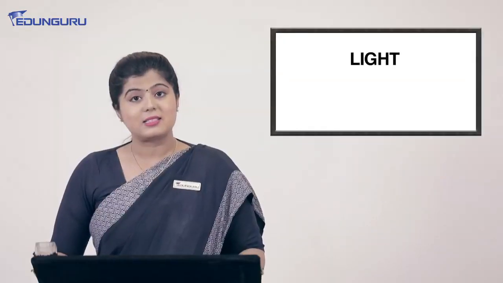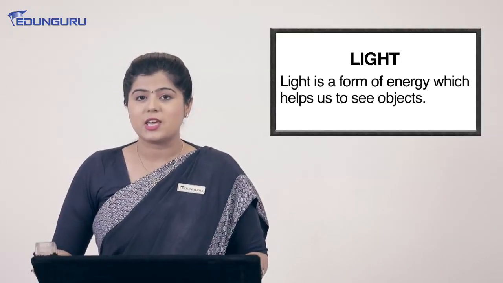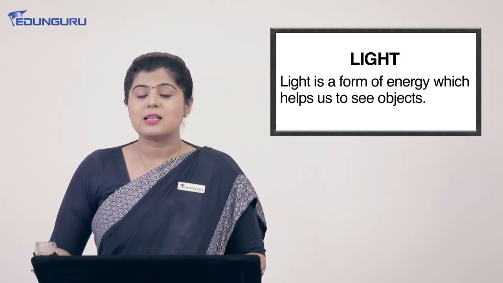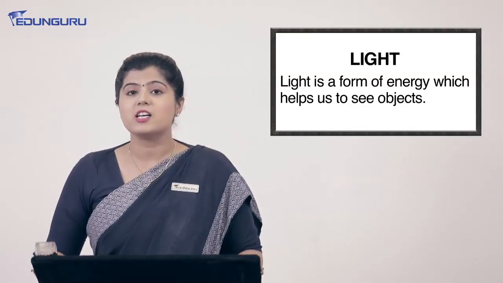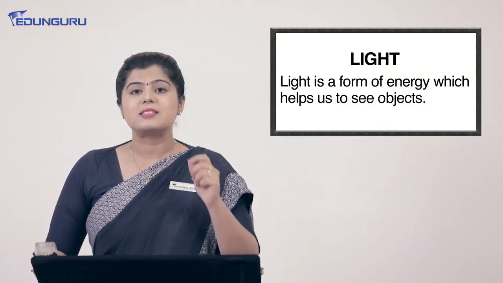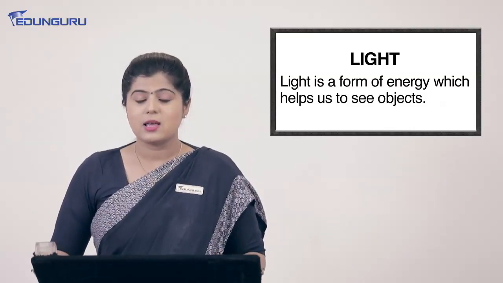So now let us define what is light. Light is a form of energy which makes us see objects around us. Light is a form of energy which creates sensation of sight. So this is about light. Now we will investigate how we see.